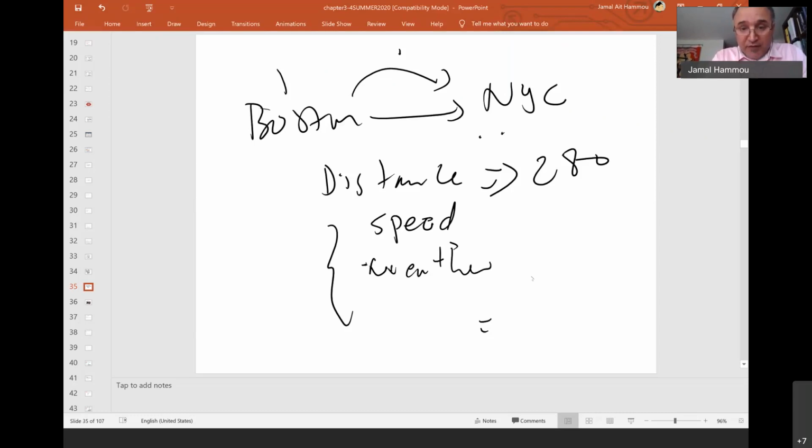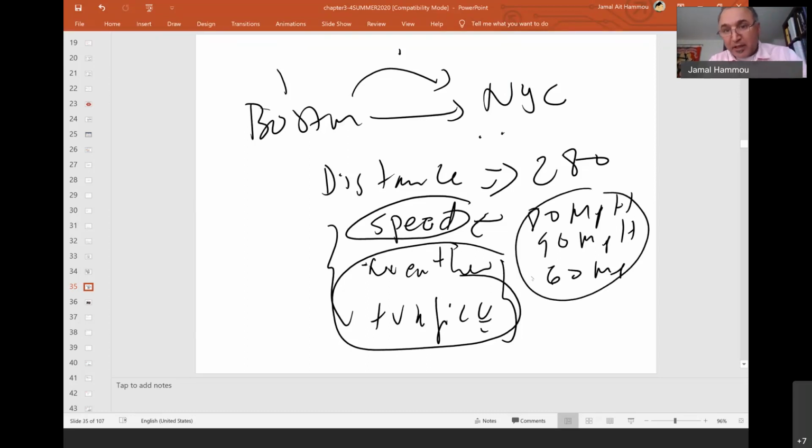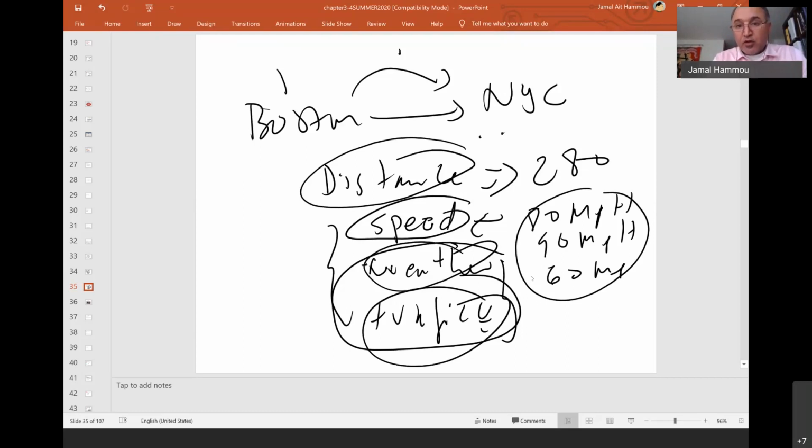Okay, traffic. So if I'm trying to just study the speed, I have to keep the weather the same, the traffic the same, and I only change the speed. What if I go at 80 miles per hour? What if I go at 90 miles per hour? What if I go at 60 miles per hour? So you can see I only change one thing, the speed. The distance will be the same, the weather the same, the traffic the same. I'm trying to figure out the relationship between the time and the speed.